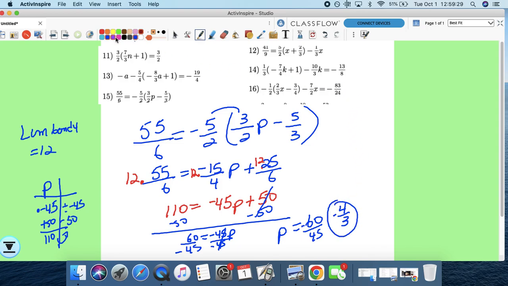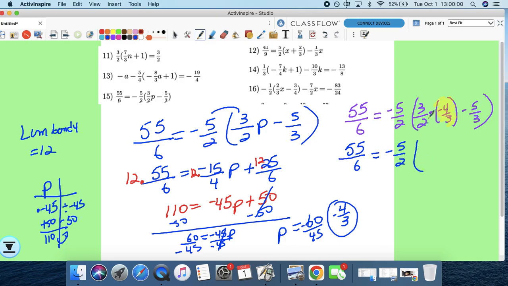Now I need to go back to my original equation, which is 55/6 equals negative 5/2 times 3/2 times, and now put in parentheses, negative 4/3. That's what I substituted, right? And then subtract 5/3. So hopefully those two sides are equal, and then let me highlight my substitution. This is where I substituted. So 55/6 does absolutely nothing.